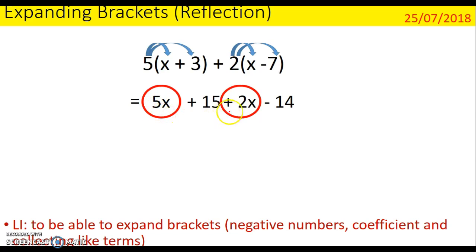Right, 5x plus 2x would be 7x. And now I'm going to put my numbers in boxes. You've got 15 minus 14. The reason I put in the sign in front of the numbers or the terms is because this will determine what I'm going to put right in here. But in this case, 15 minus 14 is just positive 1. Therefore, your answer is 7x plus 1.